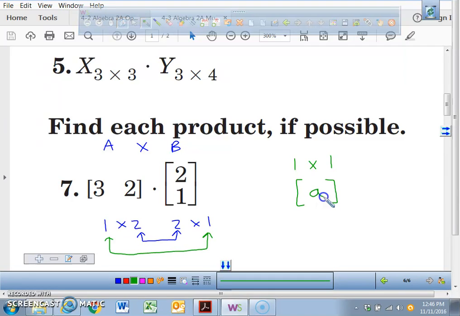Which means you're going to have one letter. All right, a 1 by 1 is a 1 row by 1 column. You're going to have one number that fits right in there. Okay. Now we're going to show you how to multiply.